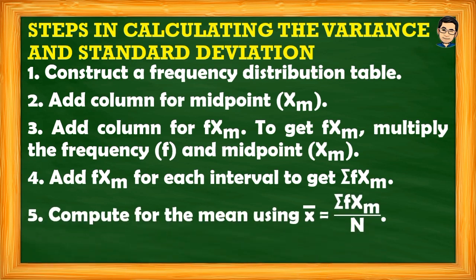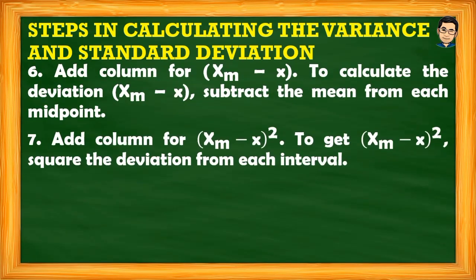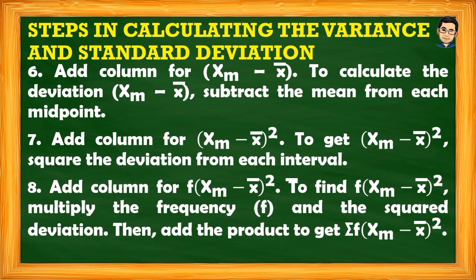And then, yun yung fifth step. Kailangan nating makompute yung average or yung mean using that formula: summation of the product of the frequency and midpoint all over n, which is the total frequency. So, let us add column for the difference of the class mark and the mean. To calculate the deviation, subtract the mean from each midpoint. Okay, so yan po yan. Kailangan makuha muna natin yung mean para makuha natin yung difference nung kada midpoint, midpoint of each class.